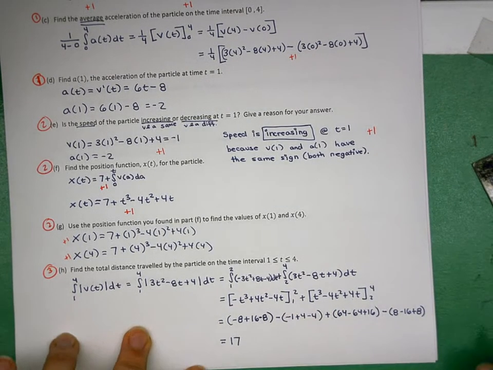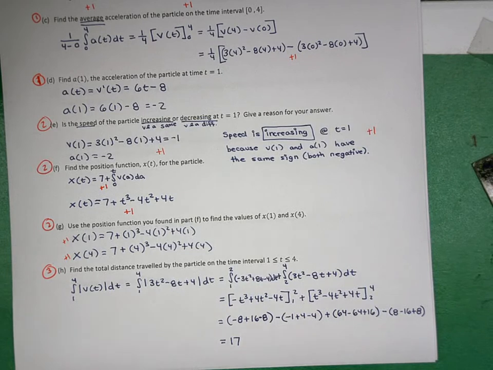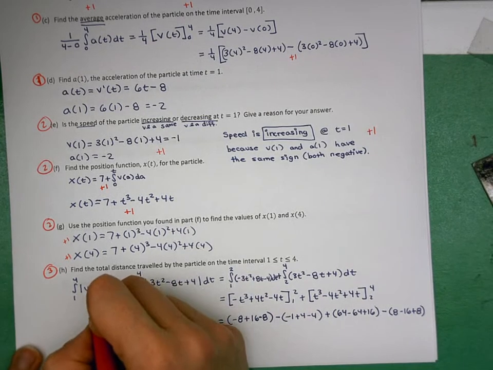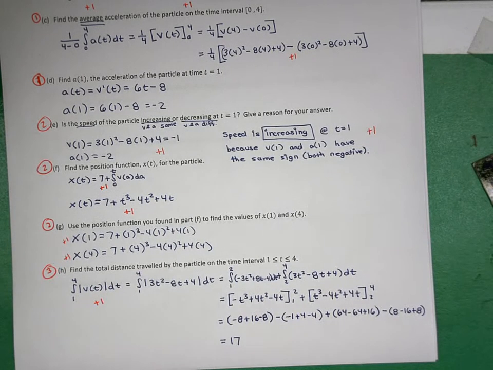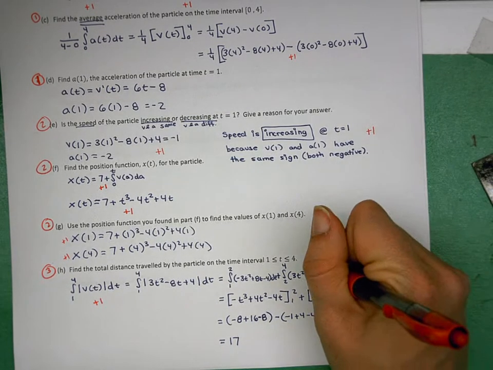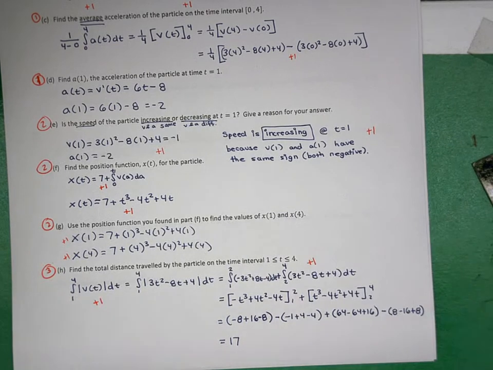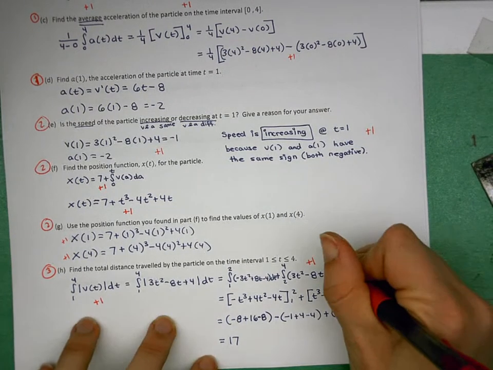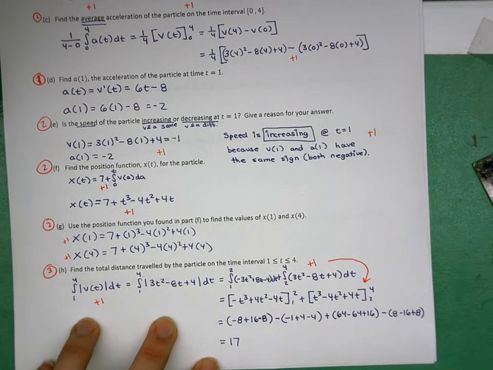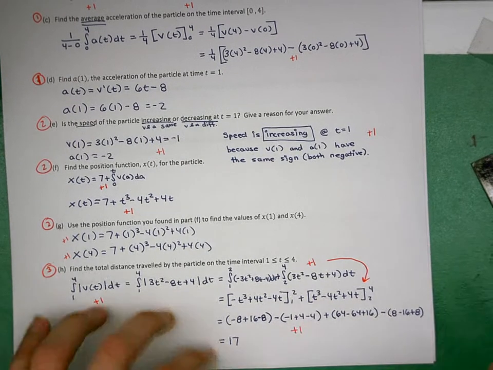Like I said, this one was worth 3 points. 1 point was for identifying what total distance was, so writing that down, knowing how to evaluate total distance. 1 point came from your integrals, splitting at 2, knowing which one was negative and positive, and then integrating. And 1 point came from your answer. Okay?